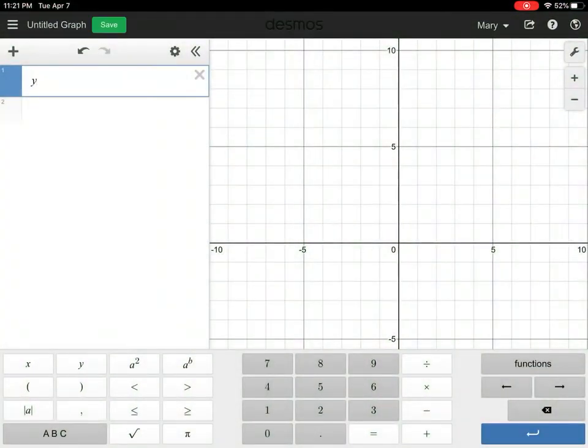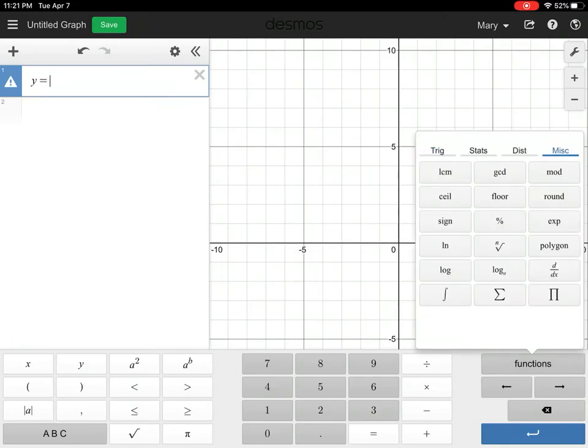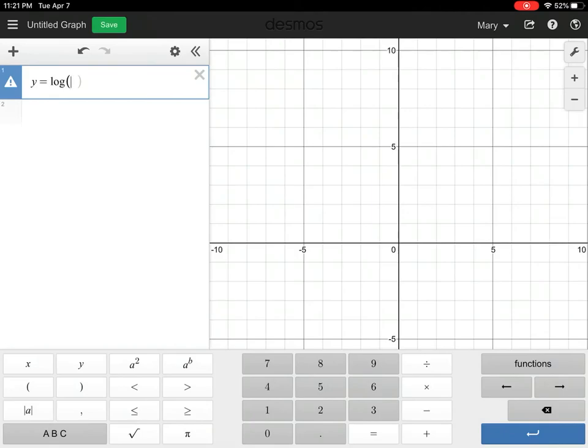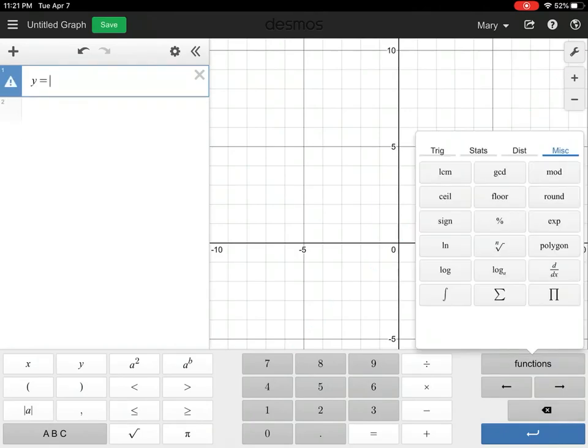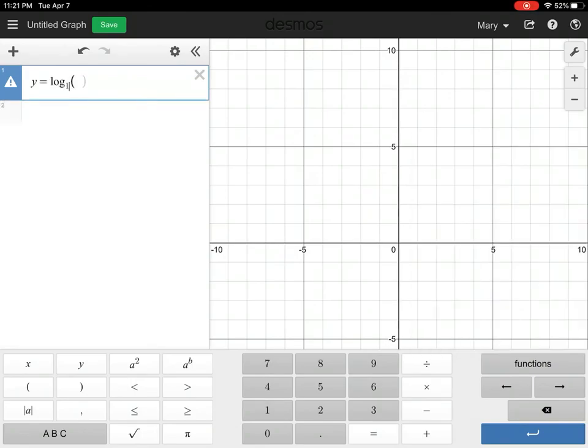Alright, so I got y equals. Now to get the log, you have to press the functions button and go to miscellaneous, and there is your log right there. And if you want a different type of log, you can do functions and choose one right next to it, log base a. So we're going to do log base 10. That's what this one was. And x plus 3.